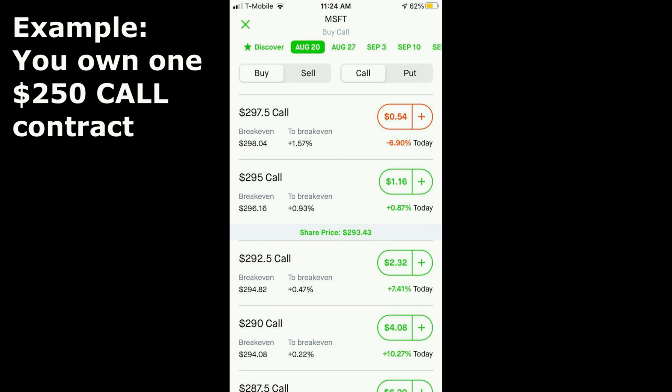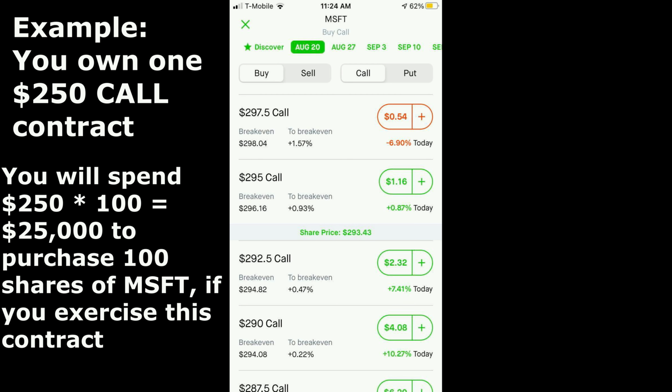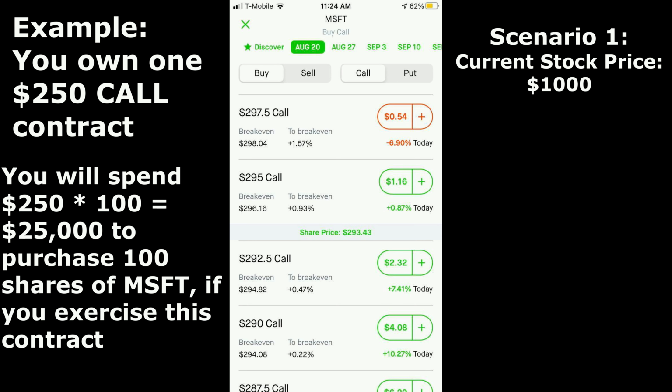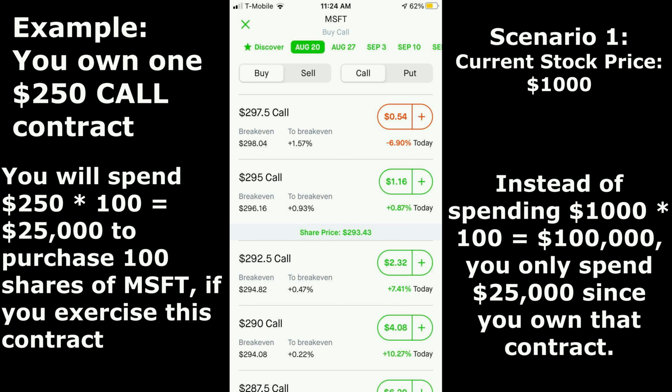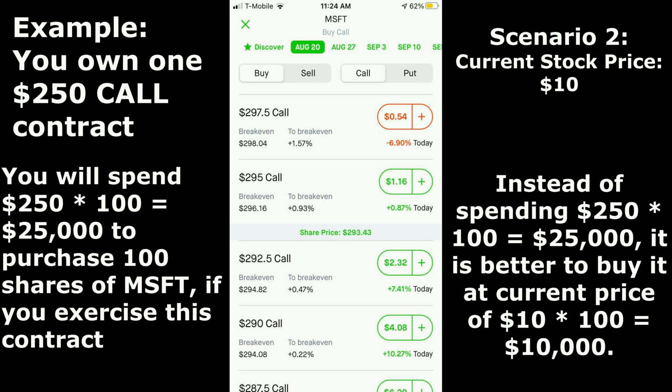The owner of the contract can buy 100 shares of Microsoft at $250, meaning they'd only have to spend $25,000 if they decide to exercise this contract. It would be great if the current stock price before expiration date was, say, $1,000, because then they wouldn't have to spend 1,000 times 100 or $100,000, and not so great if the stock price was, say, $10, or they wouldn't have to spend $10,000, because why would any sane person with a brain want to spend $25,000 by exercising the contract when they can buy it for $10,000 if ever the current stock price is $10.